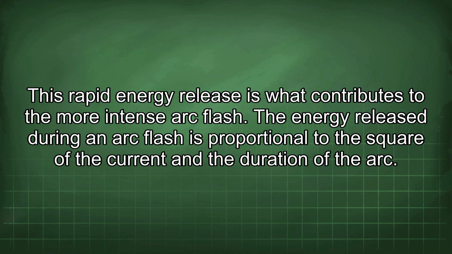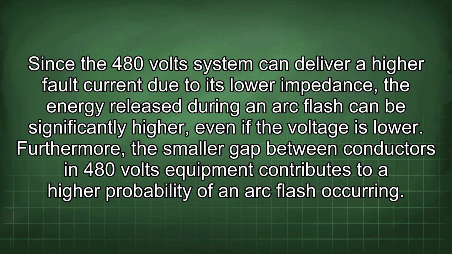The energy released during an arc flash is proportional to the square of the current and the duration of the arc. Since the 480 V system can deliver a higher fault current due to its lower impedance, the energy released during an arc flash can be significantly higher, even if the voltage is lower.